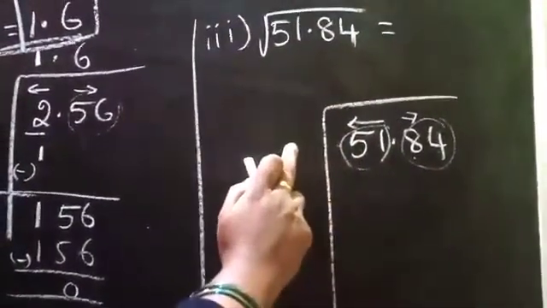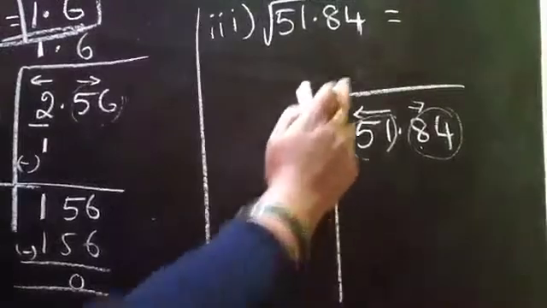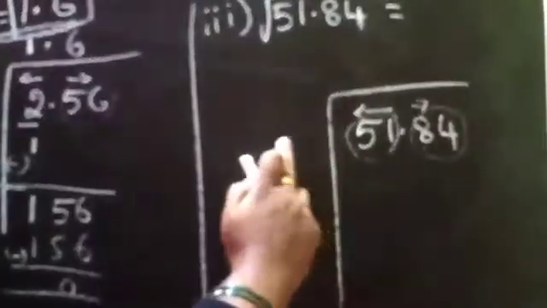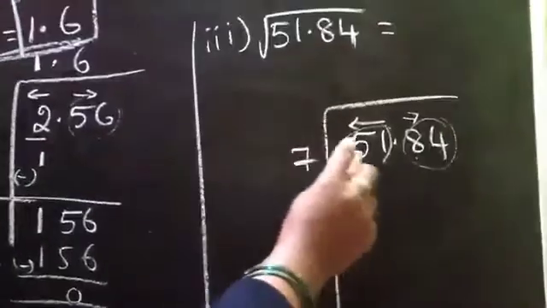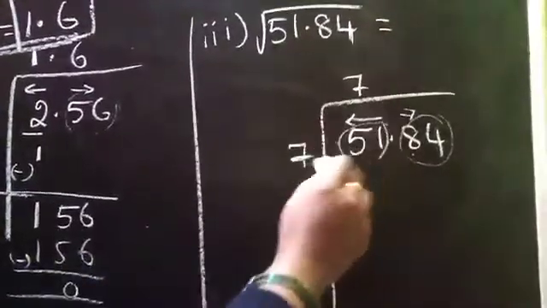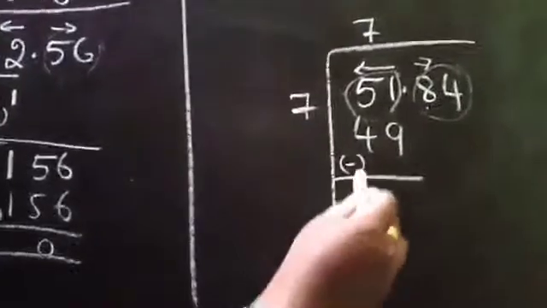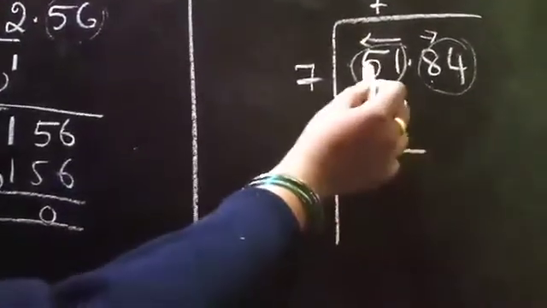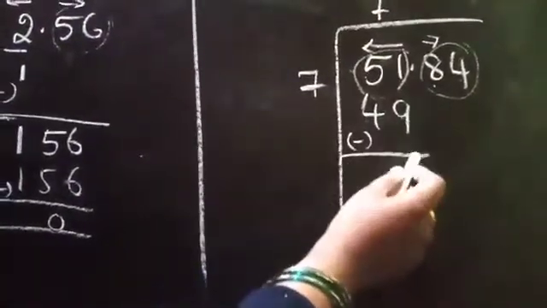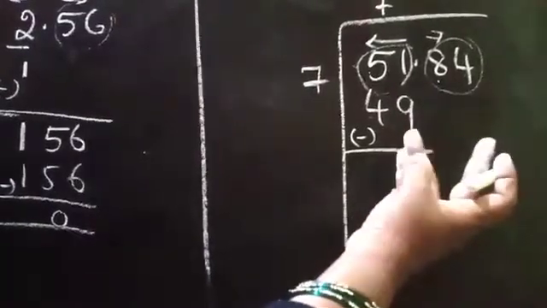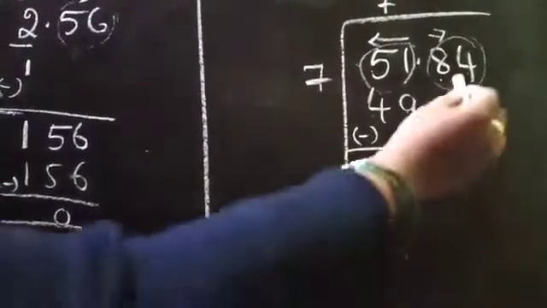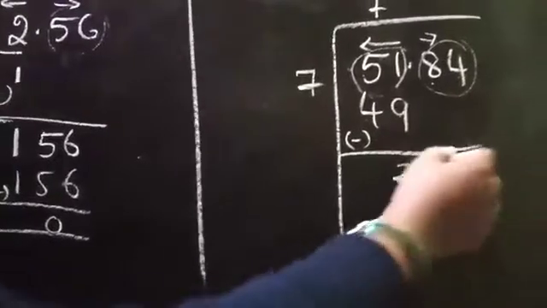If you write 6 here, 6 sixes are 36. If you write 7, 7 sevens are 49, which is near to this. So 7 sevens are 49. Now do the subtraction: 51 minus 49 is 2, so 2 is the remainder. Again we have to bring down 84.